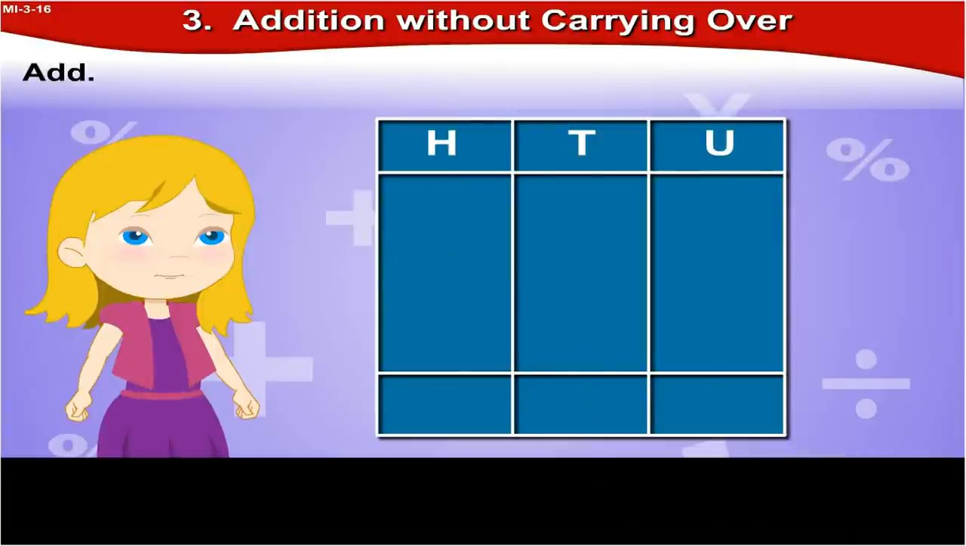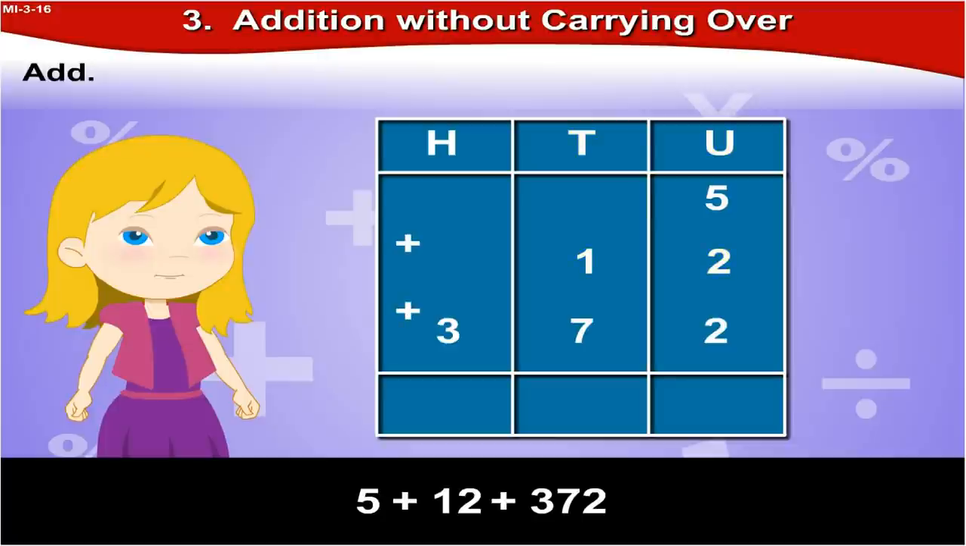Next sum, 5 plus 12 plus 372. Arranging them in vertical order, writing HTU. Now 5 is 5 units, plus 12 would be 1 ten, 2 units, plus 372 would be 300, 7 tens, 2 units. Now we'll begin the addition from the units column.